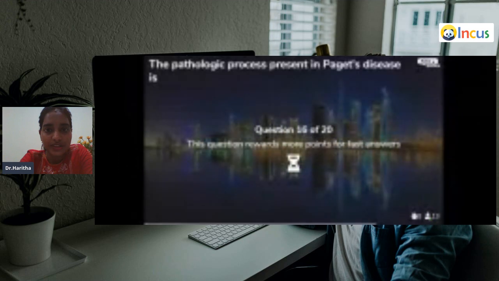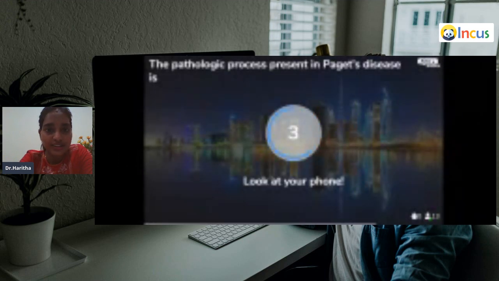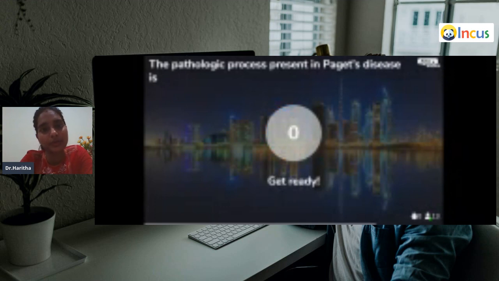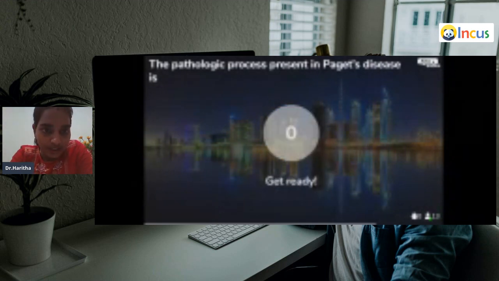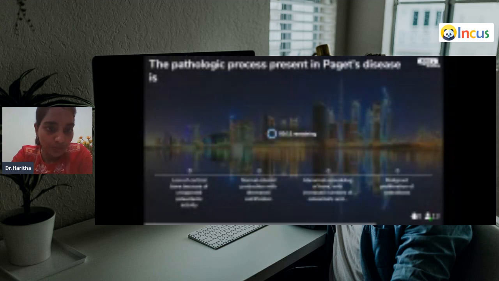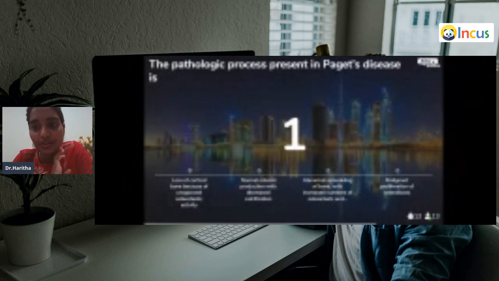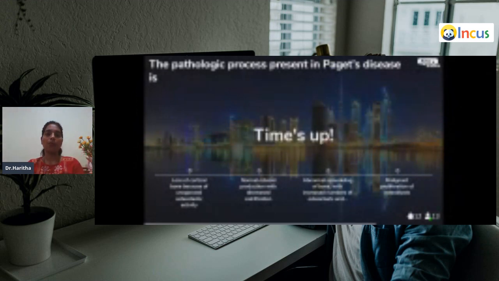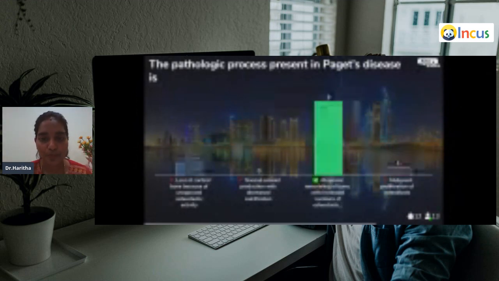Pathological process present in disease of bone. Paget's disease occurs in many organs, but let me be precise, it is on the bone. Loss of cortical bone because of unopposed osteoclastic activity, normal osteoid production with increased calcification, abnormal remodeling of bone with increased number of osteoclasts and osteoblasts, malignant proliferation of osteoblasts. Yep, time is up. Very good.